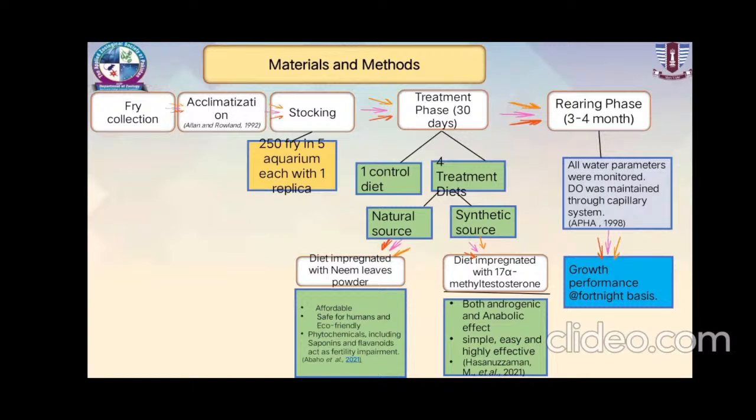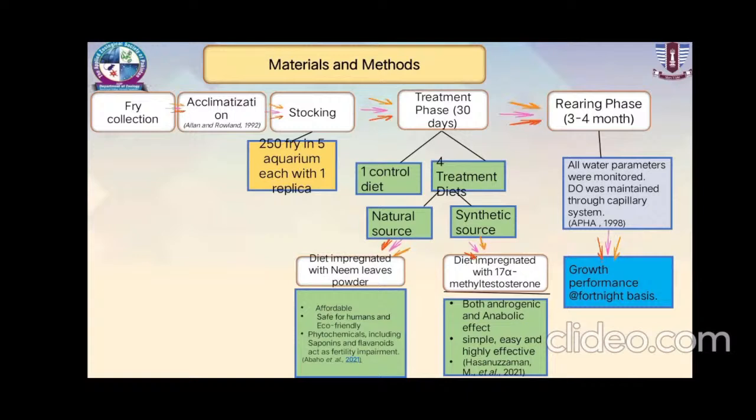For the materials and methods, fry were collected from Faisalabad and acclimatized for 2 to 3 days. For the stocking, 250 fry were placed in 5 aquaria, each with 1 replica. The duration of the treatment phase was 30 days, and 1 control and 4 treatment diets were provided. Natural and synthetic sources were used for the treatment diets.